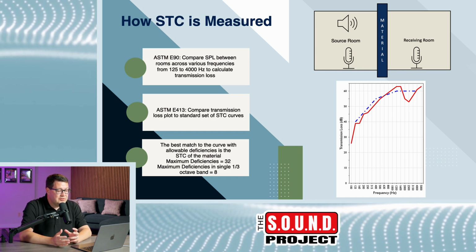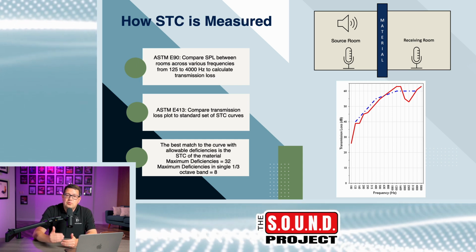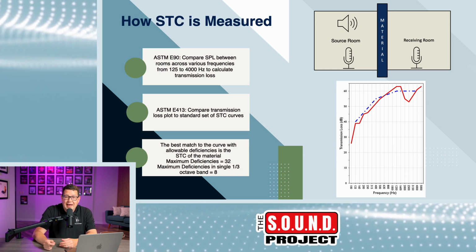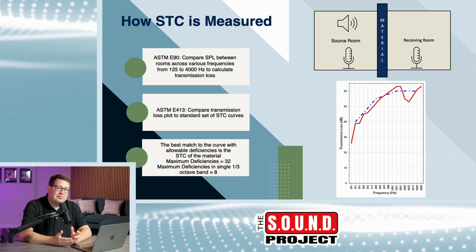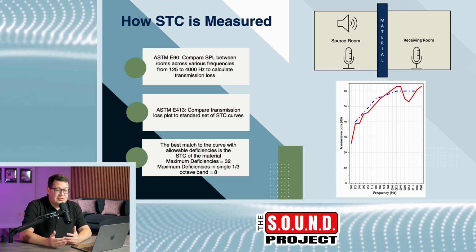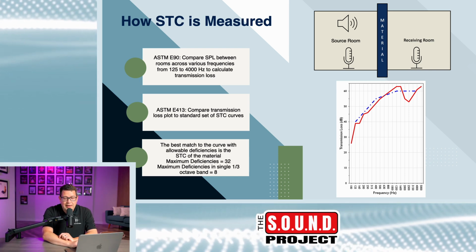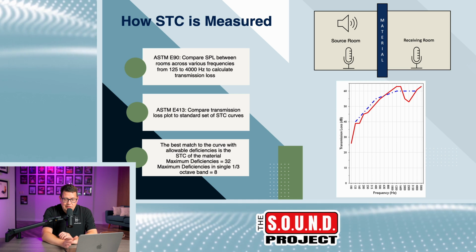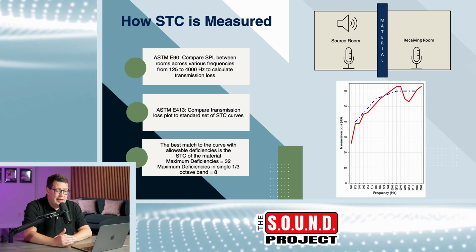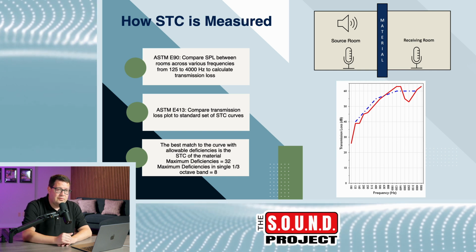And what you have to do is try to get the best fit for the values that you got in the laboratory to various STC curves. And whichever one matches it the best while also not having more than the allowed number of deficiencies in each 1/3 octave band. Deficiencies are described as follows: if you look on the right-hand side of this graph here, in the 2,000 to 4,000 hertz range, you see the red line dips below the dotted blue line. And for every decibel that you are below that curve, that's a deficiency.